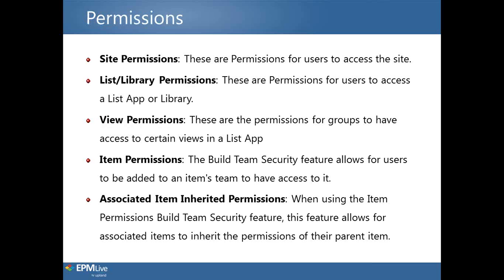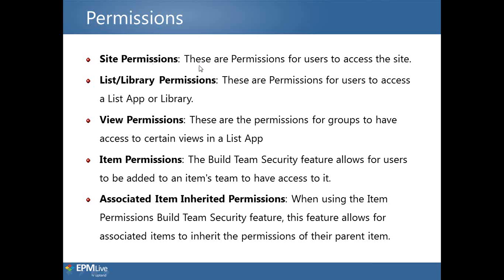Listed here are several types of permissions. The EPM Live security model utilizes the SharePoint security model. Each site and list contains security groups that are either unique to a site or inherited by the parent site. So what are permissions? Permissions grant a user the ability to perform specific actions such as viewing pages, opening items, and modifying items. A permission level is a collection of individual permissions that are bundled together to allow users to perform a set of related tasks.